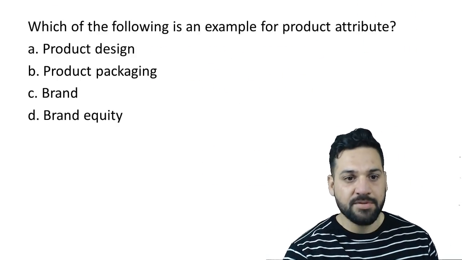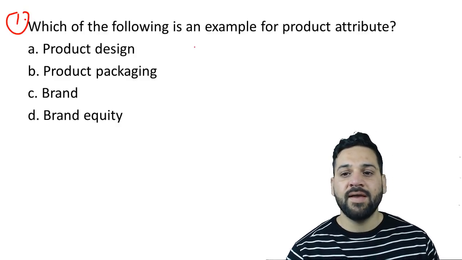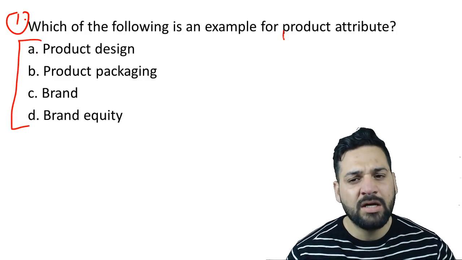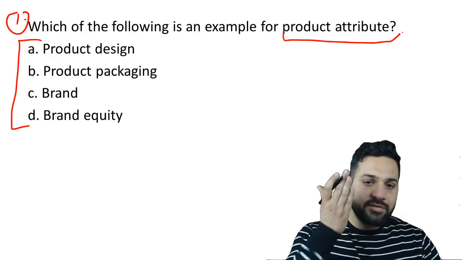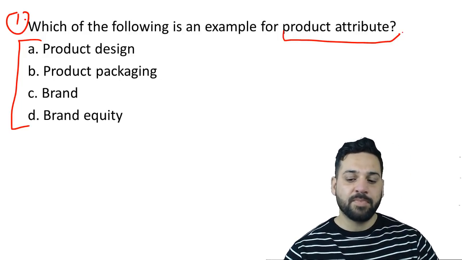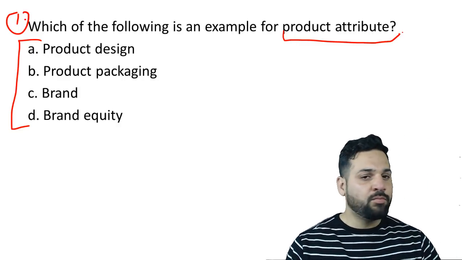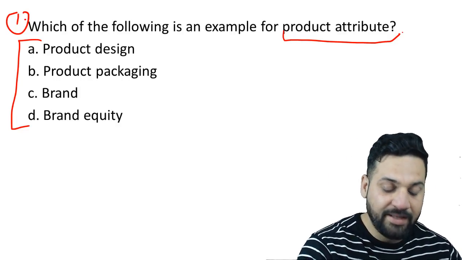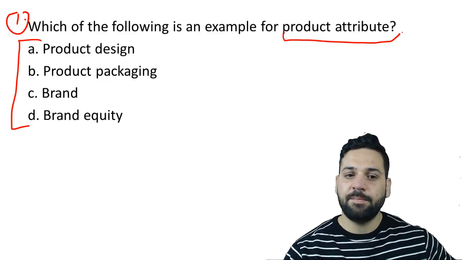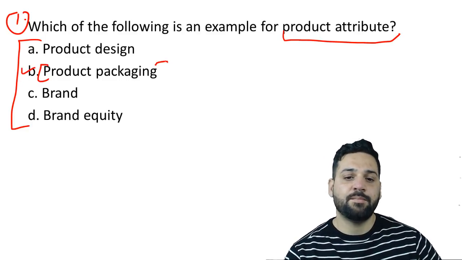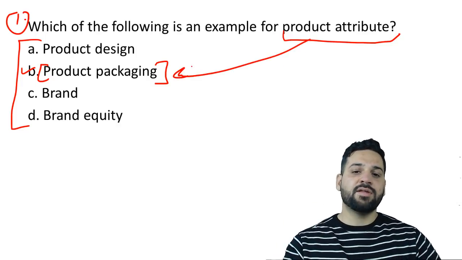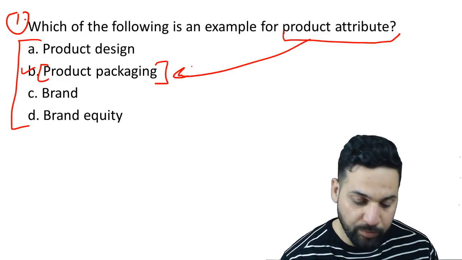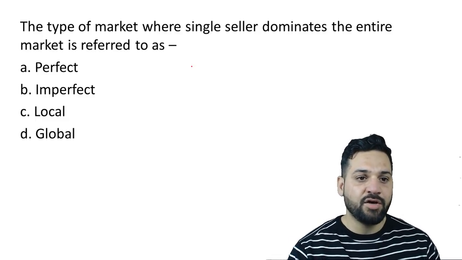Okay. So now question number one, this is Q1. Which of the following is an example of product attribute? Really stupid question, but I have seen this question in a previous exam paper. I know many of you are going to tell me, sir, what kind of question is this? But see, you are going to find this question in the exam. Anyway, really simple. The product packaging is a product attribute, right? So very stupid question, but you are going to find such questions in the exam. Out of 60, 4 or 5 will be stupid questions.